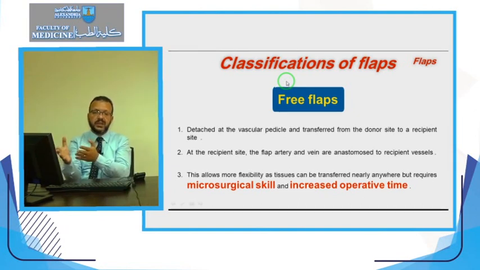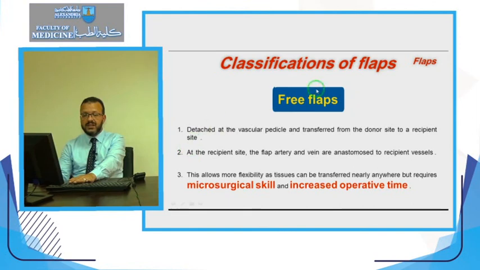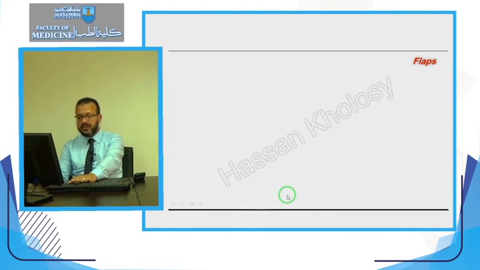So I take it to the recipient site, and I put the flap and I anastomose the artery of the flap to an artery in the recipient site, and the vein of the flap to a vein in the recipient site, in order to restore the blood supply to this type of flap. But these types of flaps are not used commonly. They are the last step in the ladder of reconstruction, being the most complex of them, and they require more operative time, and several special microsurgical skills, special instruments and an operative microscope.